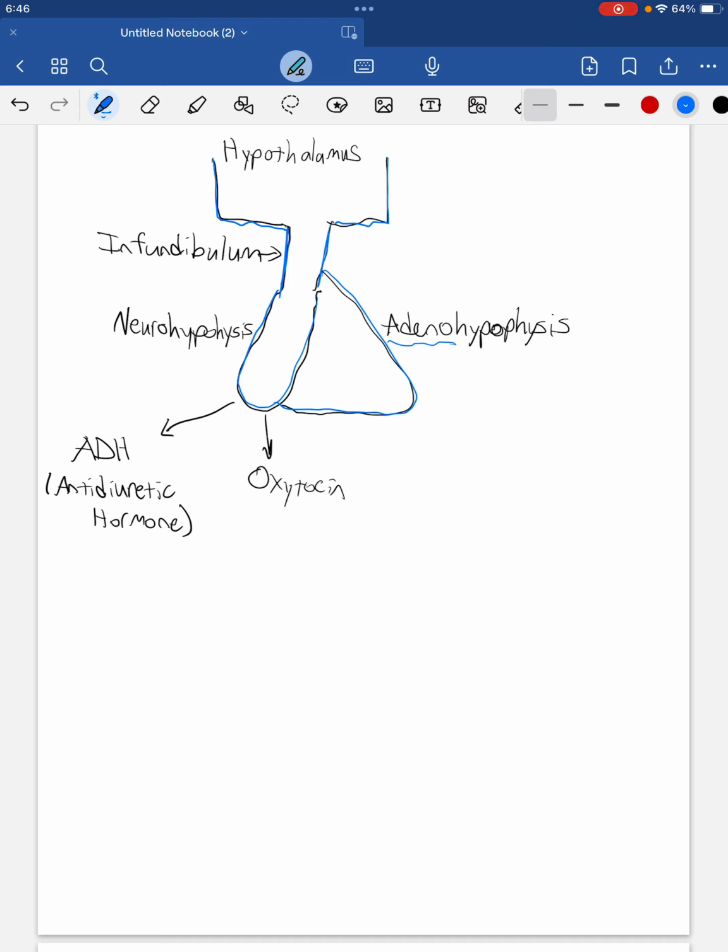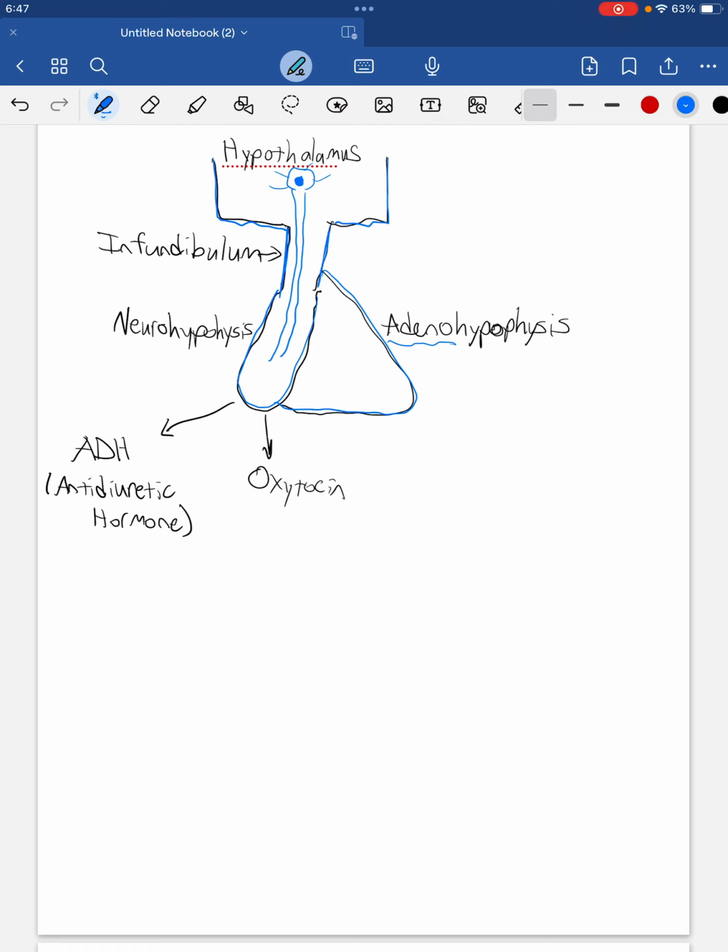Okay, so the hypothalamus makes two different hormones that it just sends to the posterior pituitary. So we have a neuron here. Here's its cell body. It has some dendrites coming off. And here's its very long axon traveling down to the posterior pituitary gland. Those two hormones that are made in the hypothalamus and sent to the posterior pituitary are oxytocin and antidiuretic hormone, or ADH.